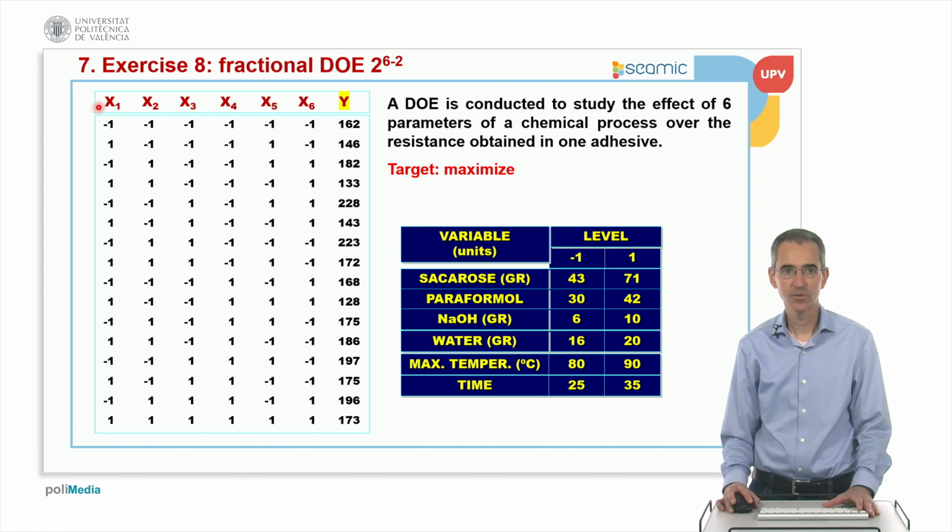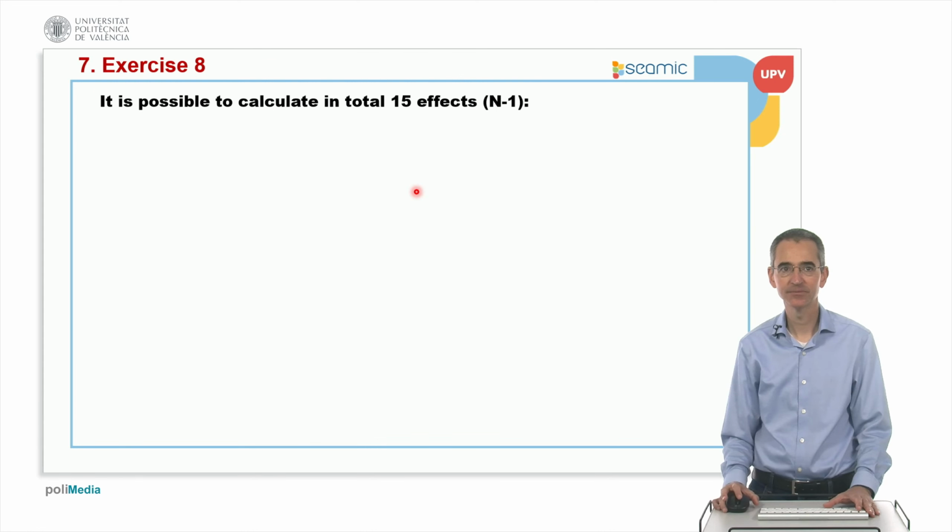Okay, so the values -1 or 1 correspond to these values in the experimental design. So we ran the experiment, and these are the values of resistance that we get. So the target is to maximize the resistance. So we analyze this data with StatGraphics, ANOVA, and this is what we have.